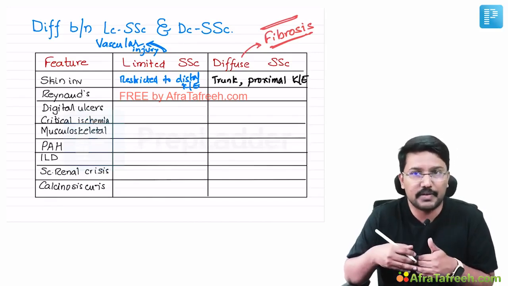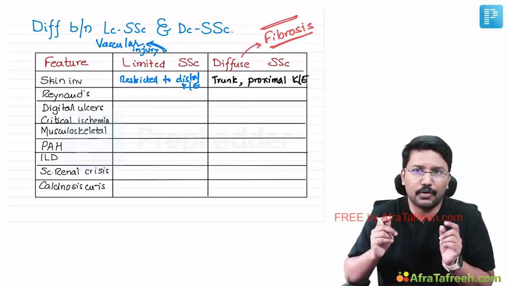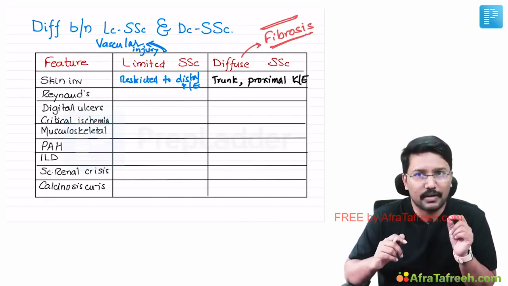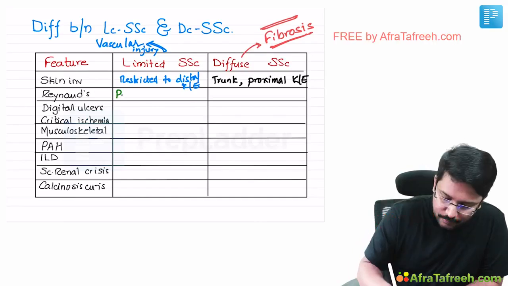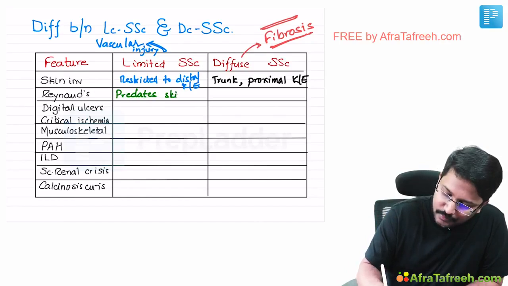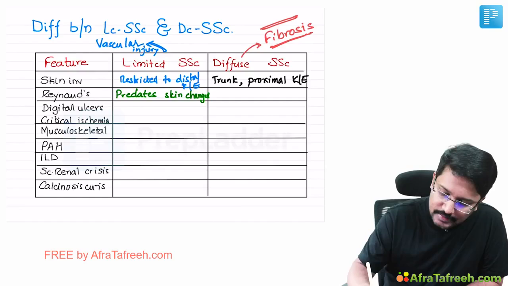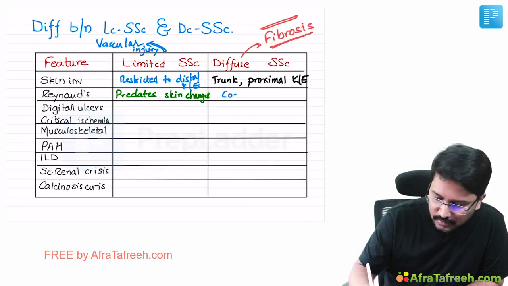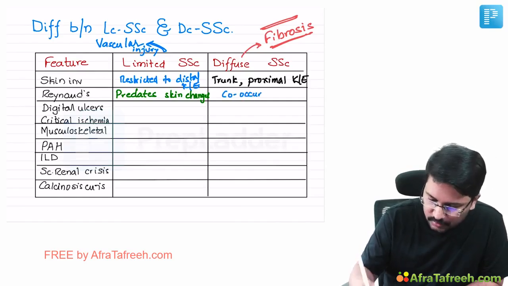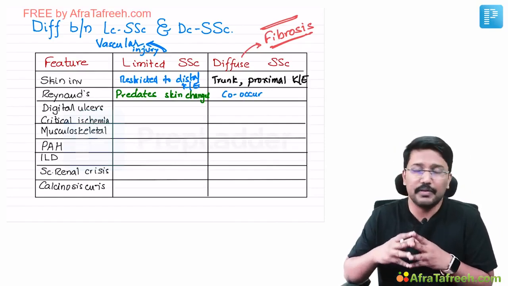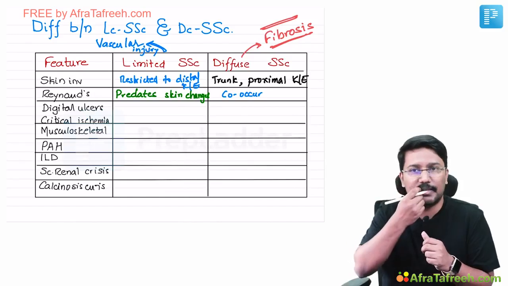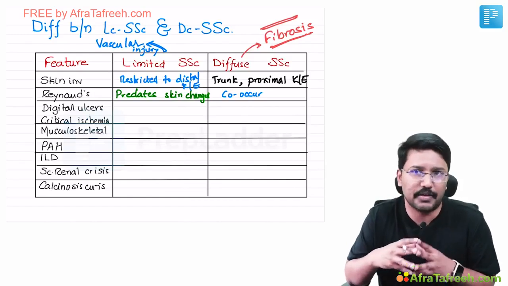Okay. Now, second manifestation, Raynaud's phenomenon. I want you to remember one particular point here. Raynaud's phenomenon in case of limited cutaneous usually predates, or starts before, skin changes. It predates skin changes. In case of diffuse cutaneous, both co-occur or both start together. Okay, this is one point that we should clearly remember, because it helps us to understand the disease a little better. How? Let me tell you.